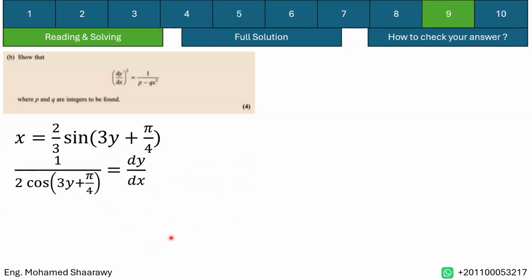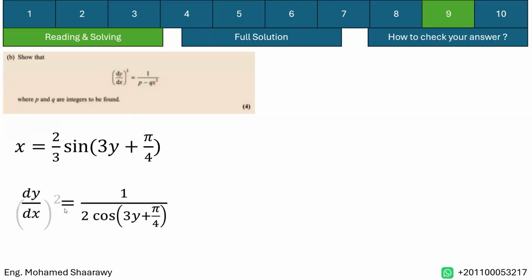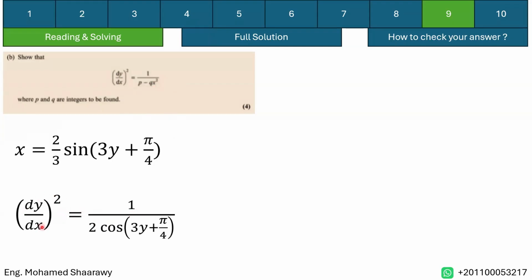And now let me rewrite this. And now here is the problem. I need to get dy by dx squared not in terms of y, but in terms of x. So when I tried squaring both sides here, if you square dy by dx, it will become dy by dx squared. If you square this side, 1 squared is 1, 2 squared is 4, cosine squared is just cosine squared. Actually, I need to replace these y's in terms of x's. I need to get a relation between y and x, which is here. Okay, what relates x to y? The sine relates x to y. So I need to write this in terms of sine, not cosine.